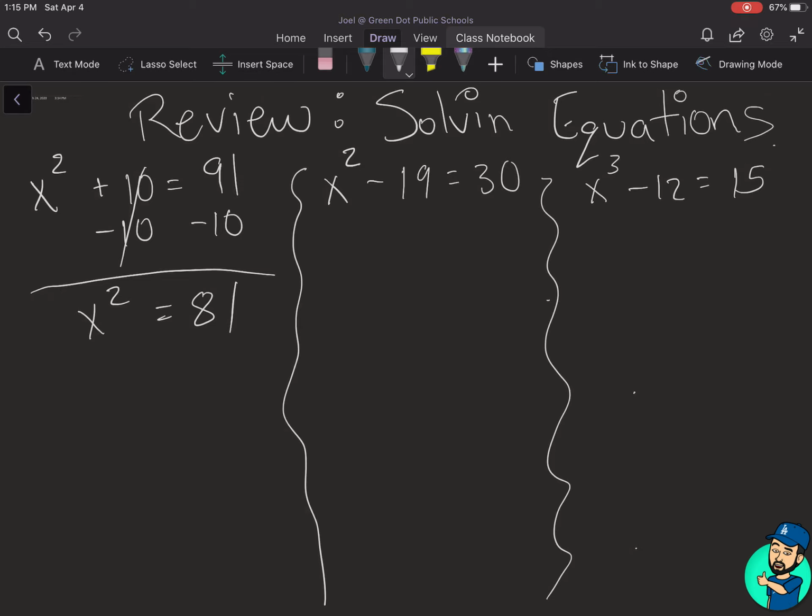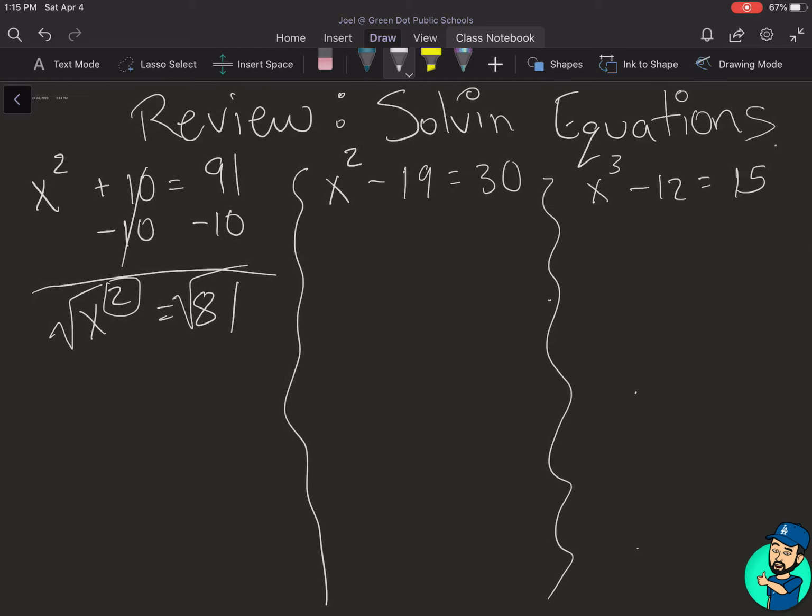Now to get rid of an exponent to the second power, I am going to use a square root. I haven't shown you this before, but look, in the square root there's an invisible 2. So a square root and an exponent to the second power will cancel out. Now bring down the x and the equal sign. The square root of 81 is 9, because 9 times 9 equals 81.